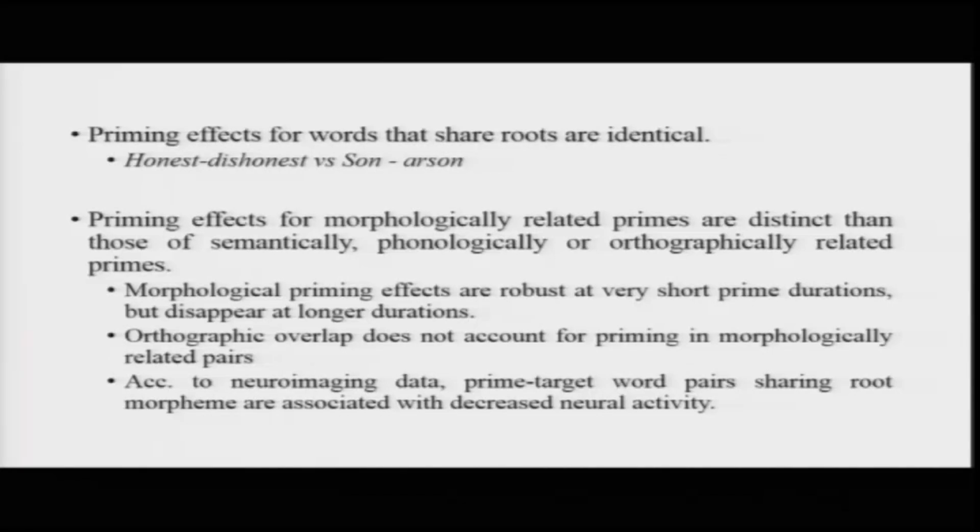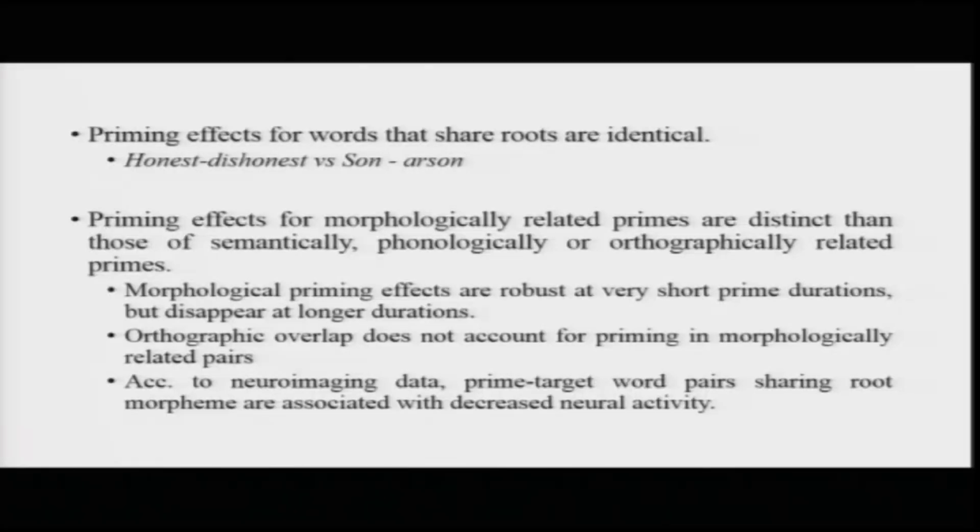Another set of evidence for the morphological decomposition or the Forbes model comes from the fact that people have priming effects for words that share roots. Shared roots are identical. So honest versus dishonest, the shared root is there, the word honest is the shared root. So the priming here is faster as compared to sun versus arson, because even though phonologically it is similar, arson cannot really be divided into R and sun, because that will lead to an incorrect classification. So sun and arson is not really going to work, but honest and dishonest is going to work, and people will experience priming for this kind of setup.